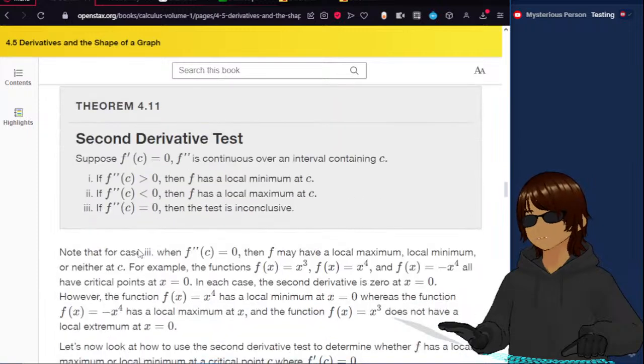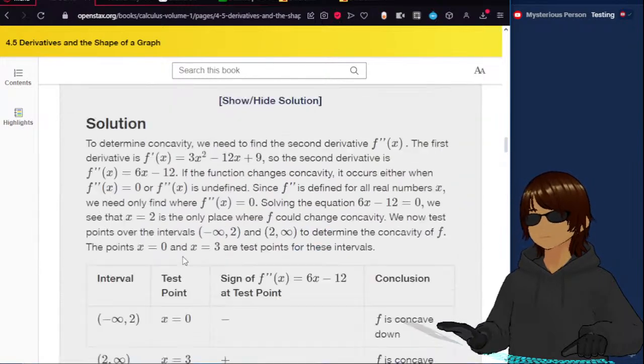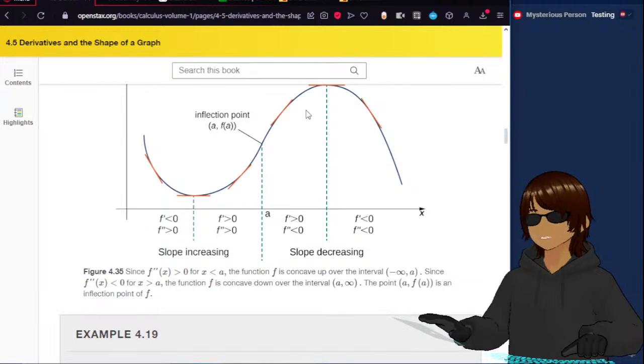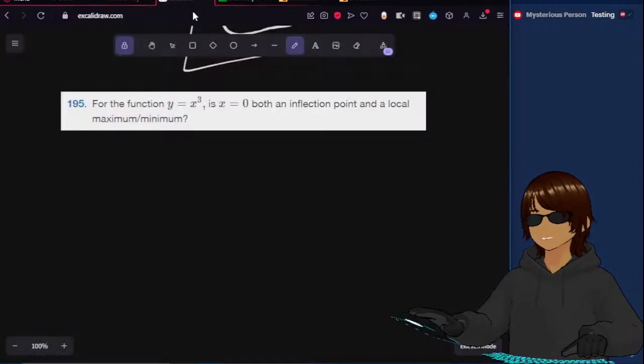And the second derivative is, yeah, it was this. Basically, we are using double derivatives for the same thing. Inflection point is where the double derivative changes.